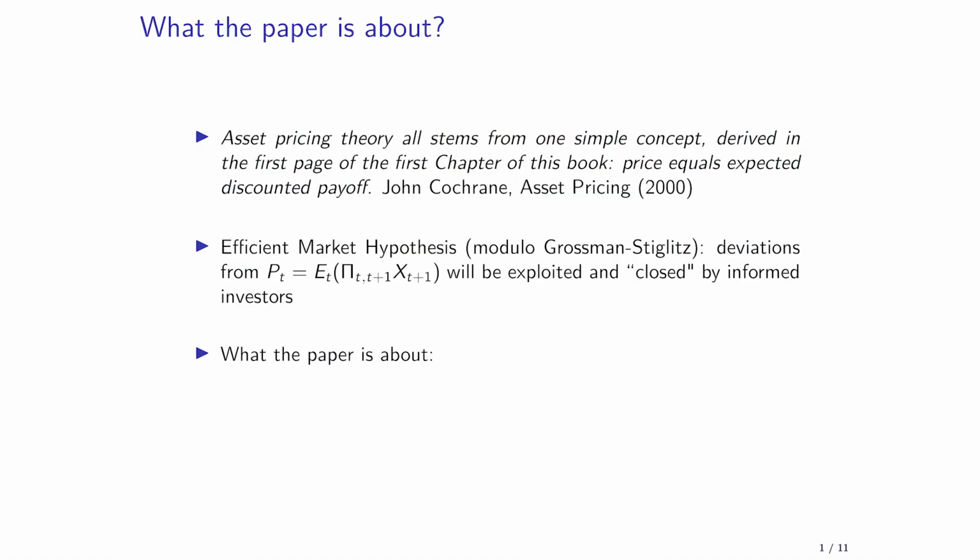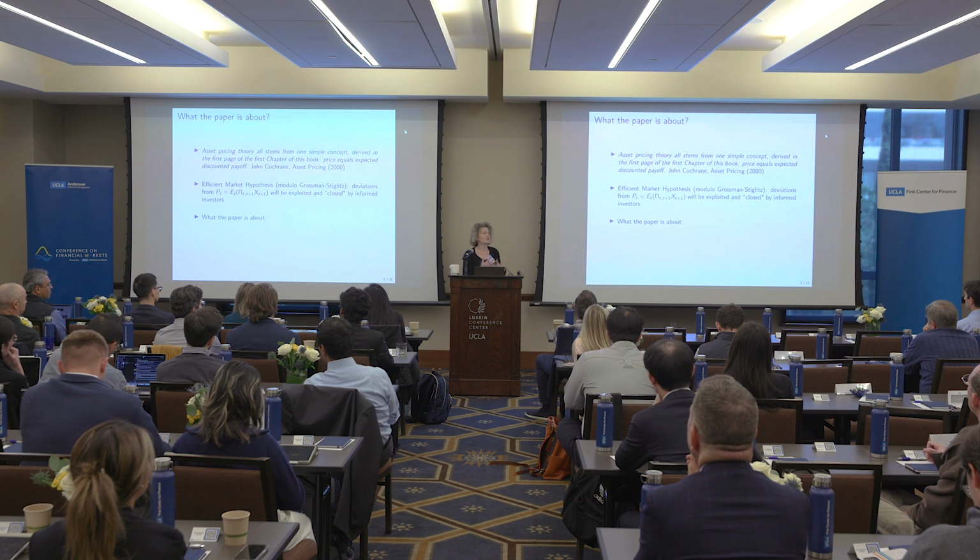Now, under the efficient market hypothesis, with some Grossman-Stiglitz thrown in there, deviations from the equilibrium price will be exploited. Again, with the market for information, you can close the paradox of Grossman-Stiglitz so that some investors will get informed and they will be able to benefit from it and close the loop and get to these prices.